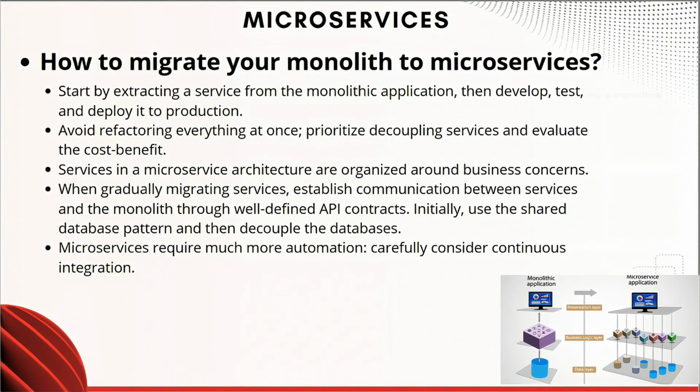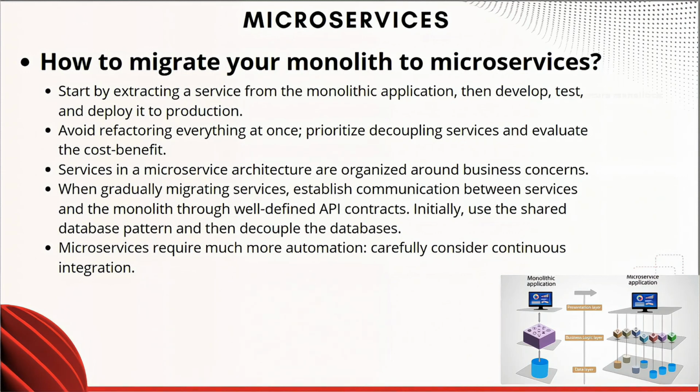And how to migrate from a monolith to microservices. First, you extract a functionality from your monolith, move it to a microservice, and test it. Avoid refactoring everything at once. You should first think about decoupling the service from the monolith. When starting to migrate your monoliths to microservices, you should always first consider the business rules and not necessarily the technology.